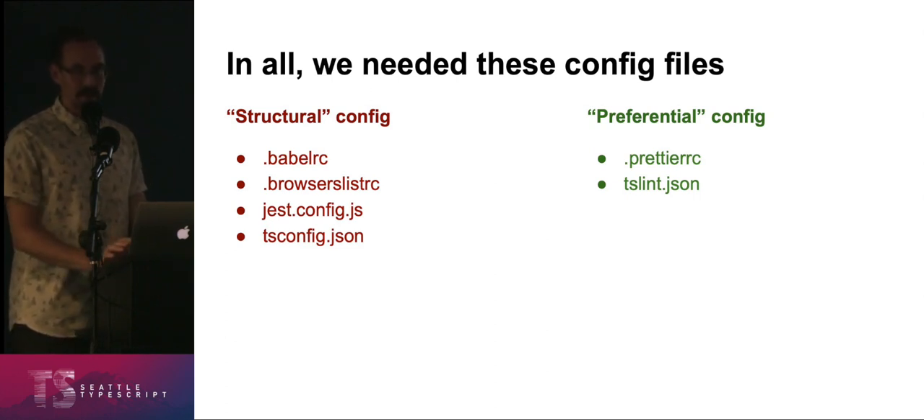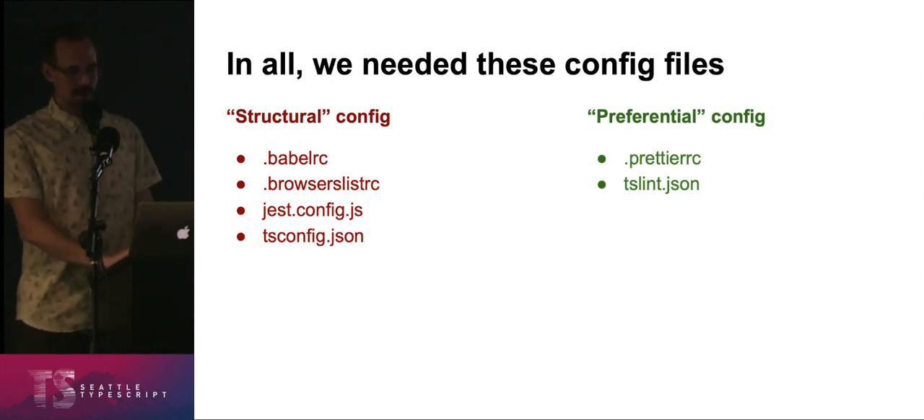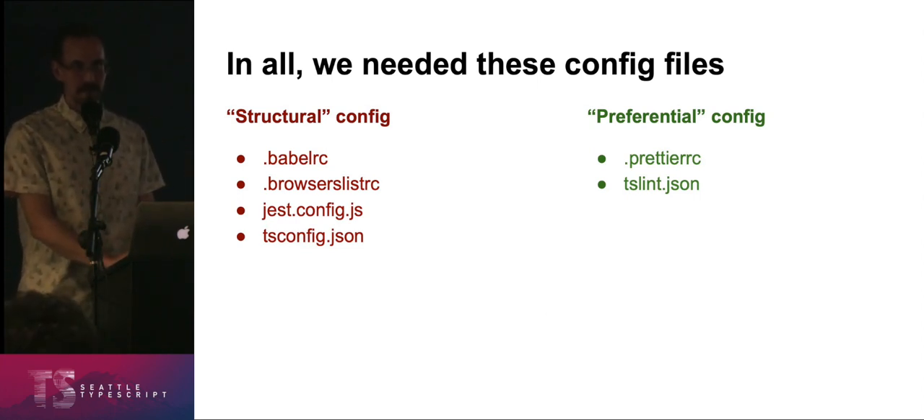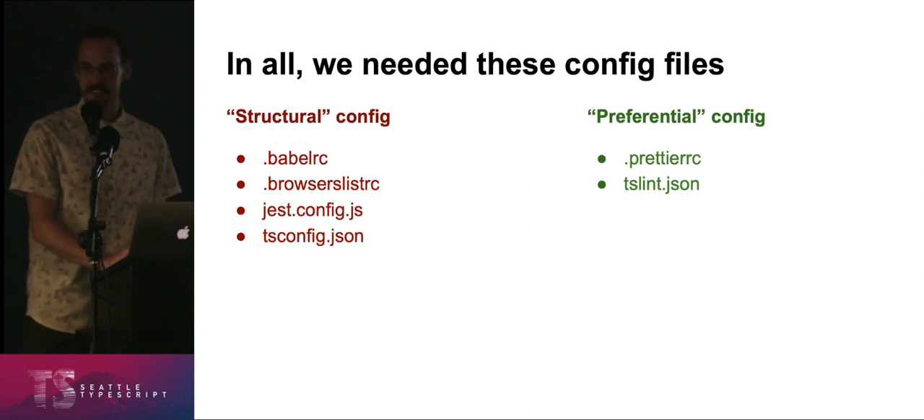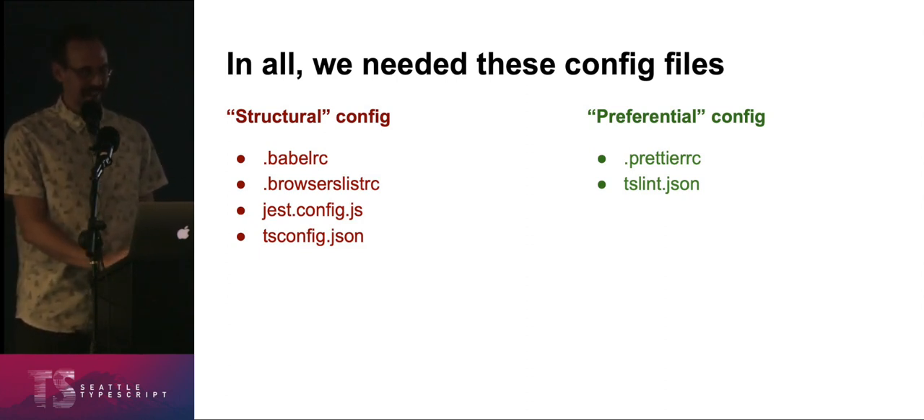So in all, we needed these config files. I've split them into two columns. On the left is the structural config, where we needed these to really get the structure of the project together. And I consider these red and bad and sad, because that is not zero config if I'm making all these config files. So that was the Babel stuff and the browserslist stuff for the polyfills, Jest to get it running with TypeScript, tsconfig for strict type checking, and synthetic default imports.